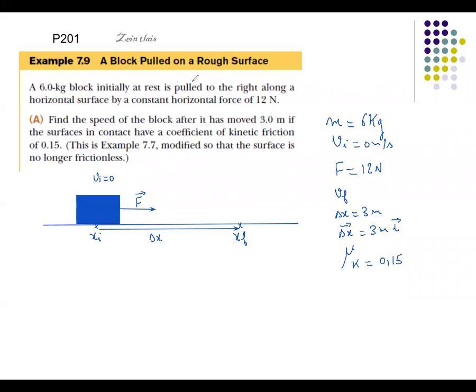Here you can use the total work done on the object equals delta kinetic energy. Why? Because by using the kinematics equations, you don't have time, you don't have velocity, you don't have acceleration. So I think by using this theorem, it's easy to find the speed.